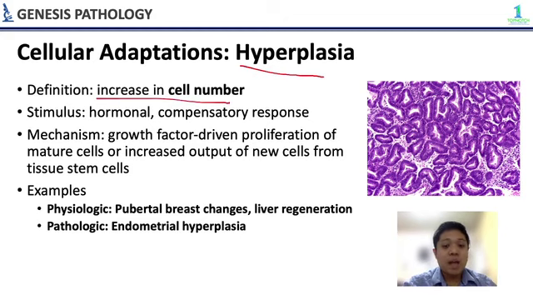So contrast that with hypertrophy, which is an increase in cell size, di ba? So the stimulus is usually hormonal and there is a compensatory response. So the mechanism is growth factor-driven proliferation of mature cells or increased output of new cells from tissue stem cells. So, for example, this is endometrial hyperplasia.